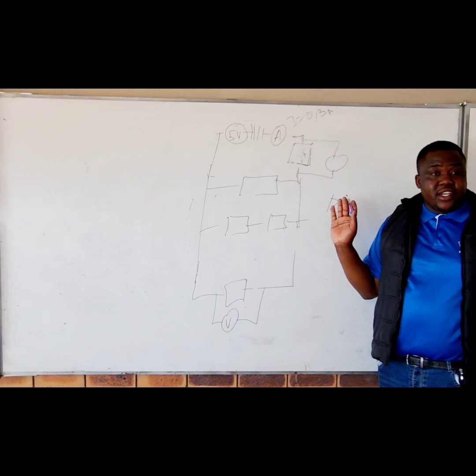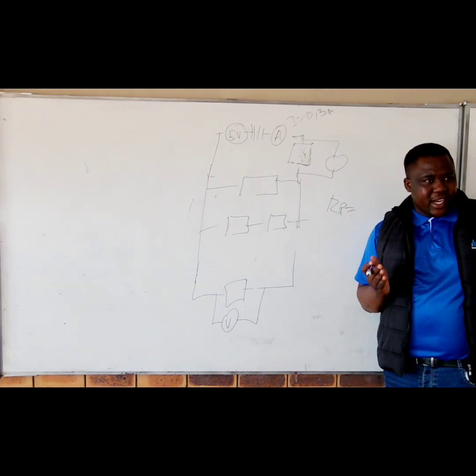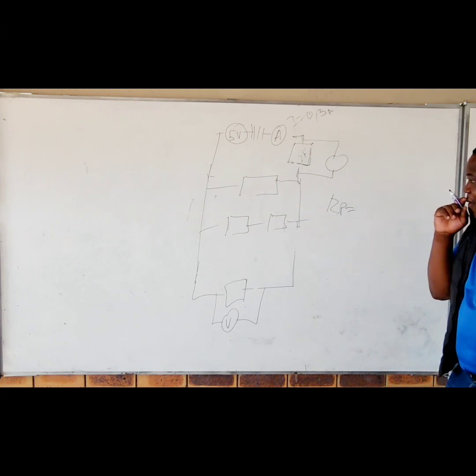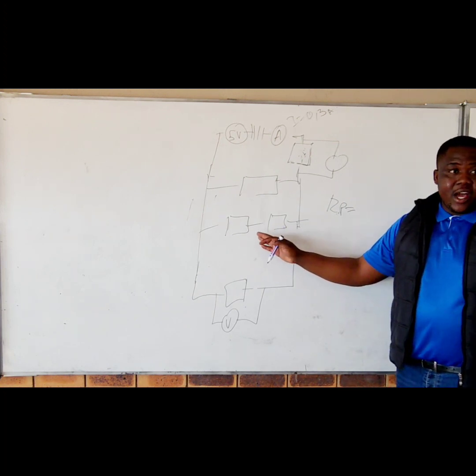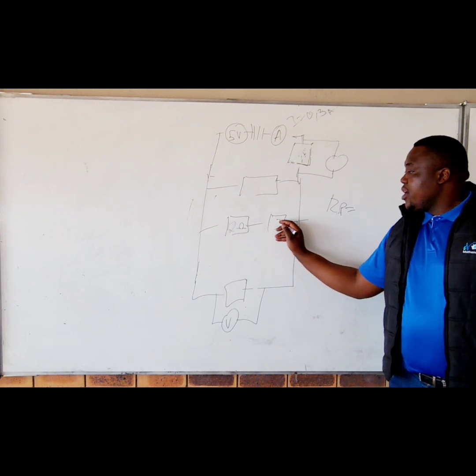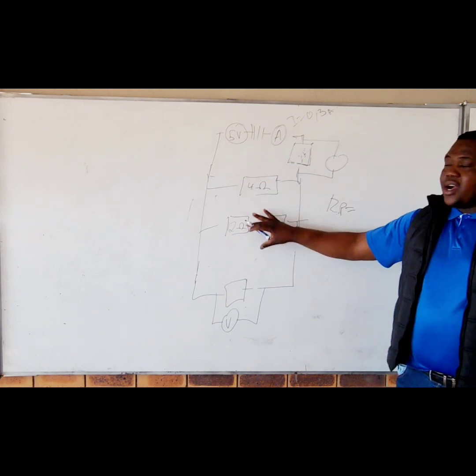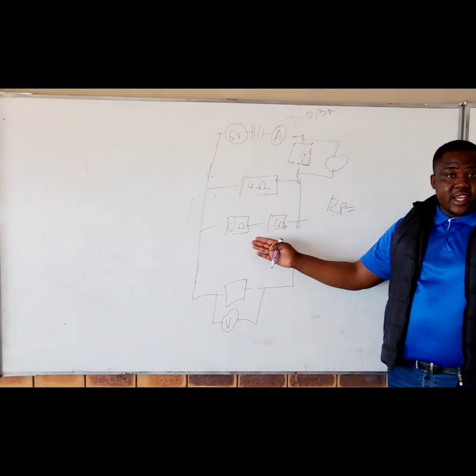I hope I'm not confusing anyone, because what I'm showing you is how to interpret an electric circuit. Do you understand, guys? Yes. Okay, thank you. So, let's say we want to calculate RP for this one. Let's say this one is 2 ohms, this one is 1 ohm, and this one is 4 ohms. How do we calculate RP when we have a situation like this?